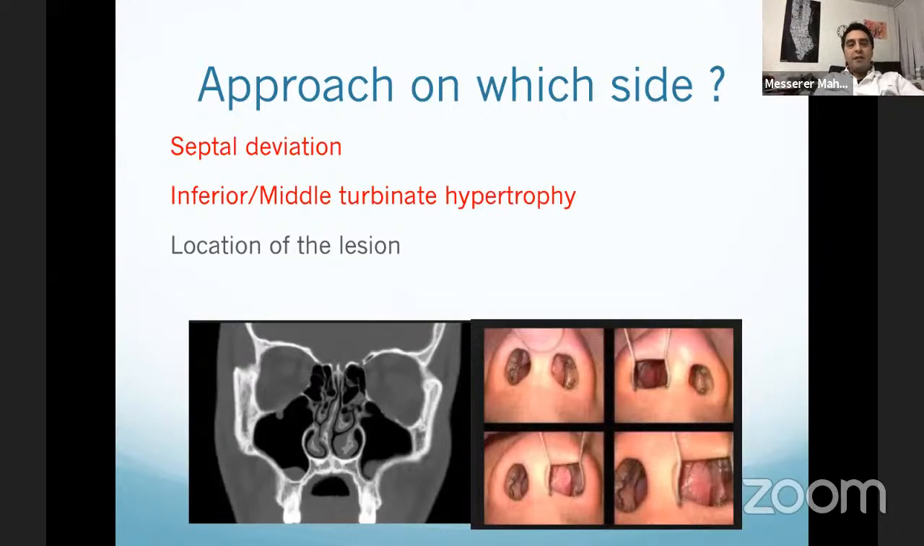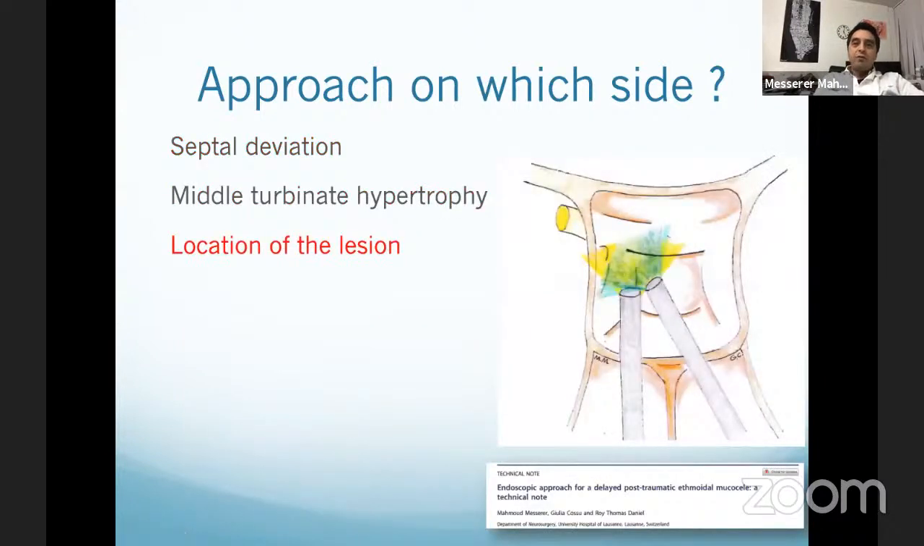If you have an example of septal deviation or middle turbinate hypertrophy, of course you have to choose the larger corridor. You also have to consider the lateralization of your lesion, whether it is on the left or on the right side.